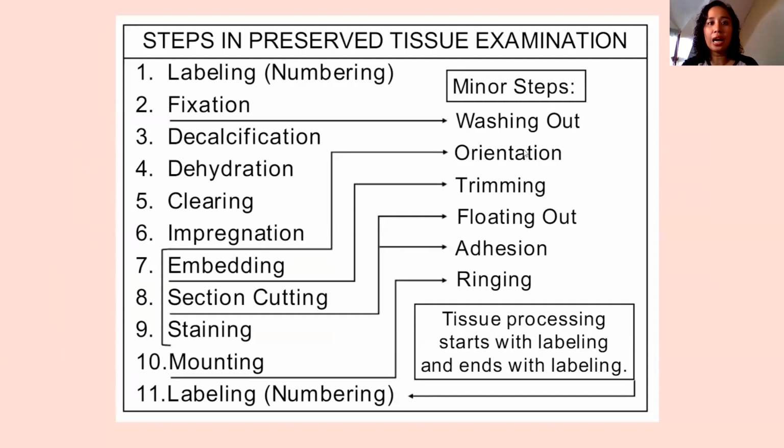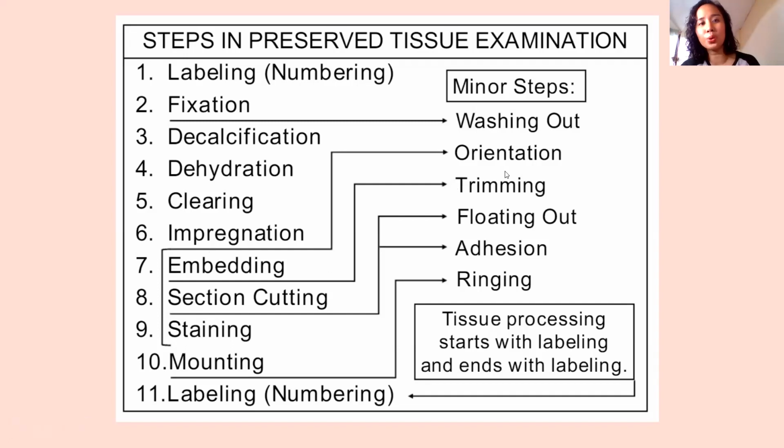And last, I just want you to note that we have minor steps in between our main tissue processing steps, okay? So we have washing out, yan. Wina-wash out natin ang excess fixatives. Wina-wash out rin naman natin ang excess decalcifying agents, and yon. And we also have this step, which is orientation. Orientation, guys, is in between impregnation and embedding, and also after staining.